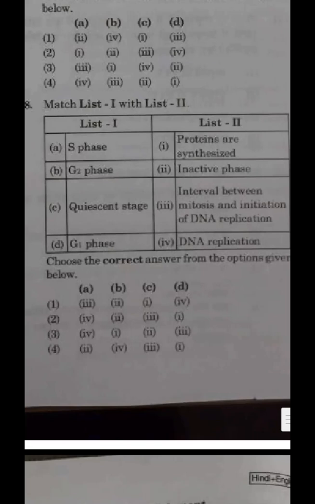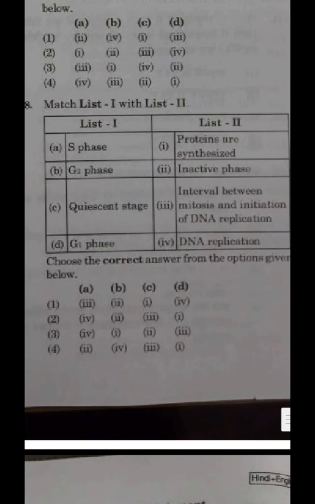Then the quiescent stage. We all know that this quiescent stage is also called perpetuating interphase. Or you can say that it is a phase where the cell gets suspended. They go out of the cell cycle. They remain suspended and also become inactive. So the quiescent stage will go with point 2 of list 2, that is inactive phase.